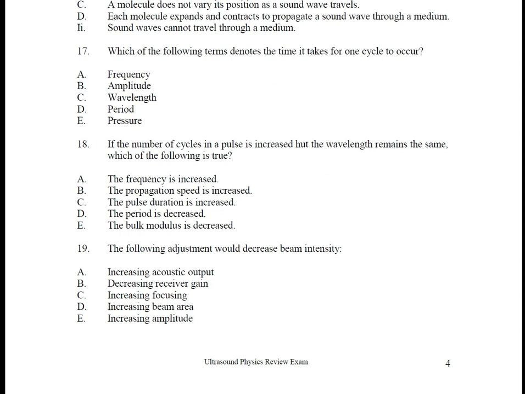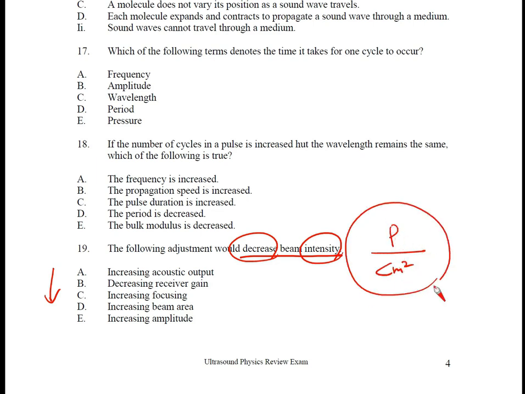Looking at question 19, it asks what adjustments are needed to decrease beam intensity. If you look at the intensity formula, you can see that area is on the bottom and power is on the top. So if you want to decrease the intensity, you can increase the denominator at the bottom, which will reduce this value. Therefore, if you increase the area, you should choose option D, where the intensity decreases.